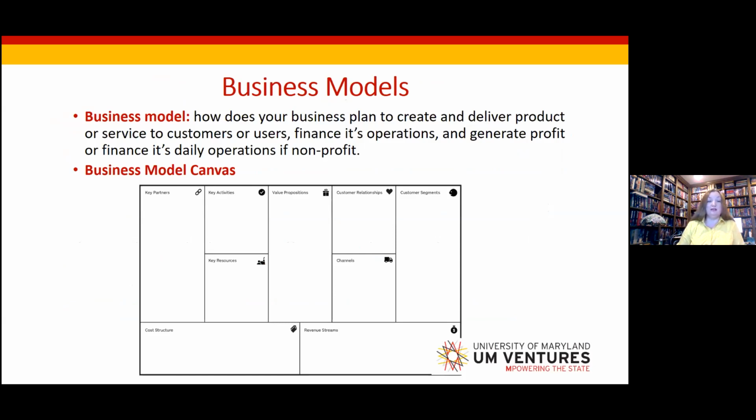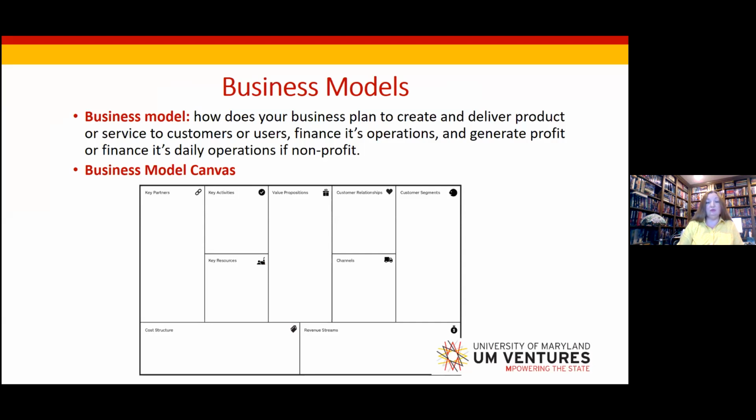Now we'll talk about various business models. And again, there are many various types of business models. We'll talk about some of them here. We'll have a separate session on going into some of these items in more depth. So business model describes how your business plans to create and deliver product or service to customers or users. How does your business plan to finance its operations and generate profit? Or if it's a nonprofit, how does your business plan to finance its operations?